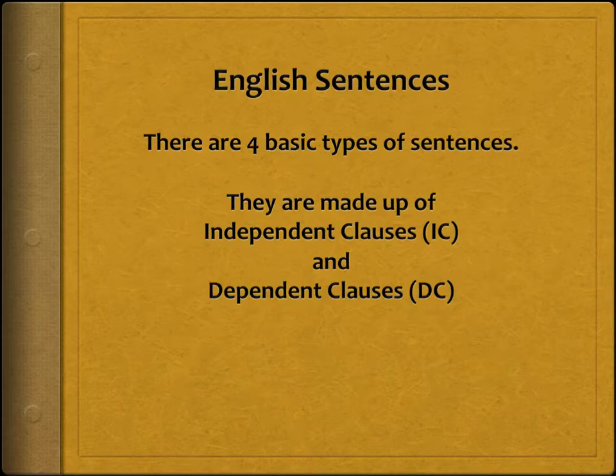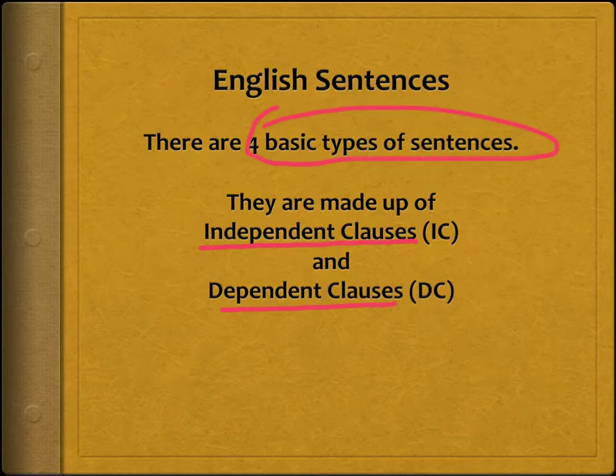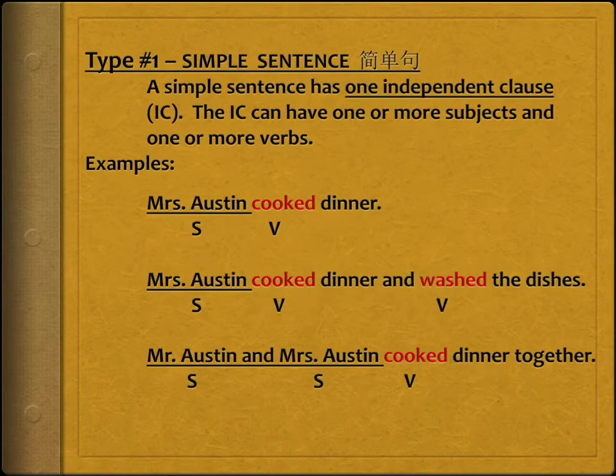Okay, we've got the clauses. There's two kinds of clauses, an independent clause and a dependent clause. With these two kinds of clauses, we can create four basic types of sentences. Let's take a look at the first type of sentence. The first type of sentence I want to talk about is the simple sentence. A simple sentence has one independent clause. Only one. It has one independent clause.